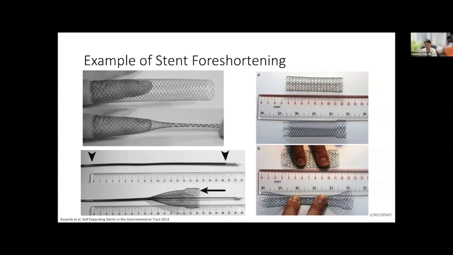So as you can see, because of the innate differences, despite the material, nitinol, being the same, because these stents are woven or created differently, there are clear differences in how the stents react once they're deployed inside.